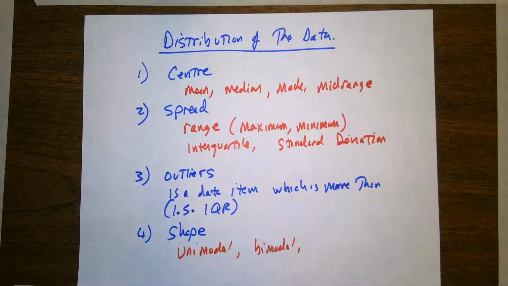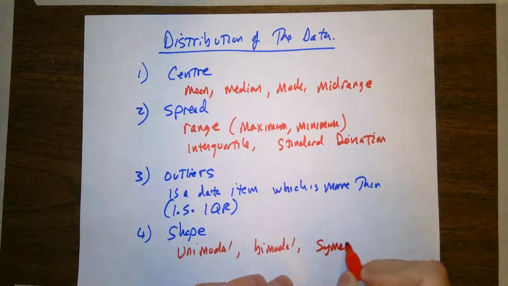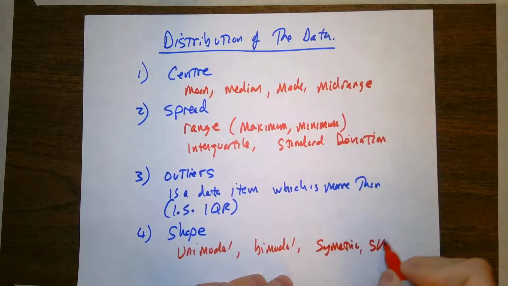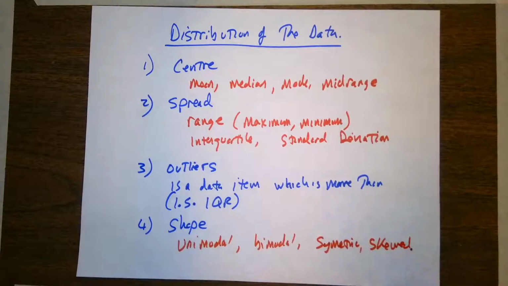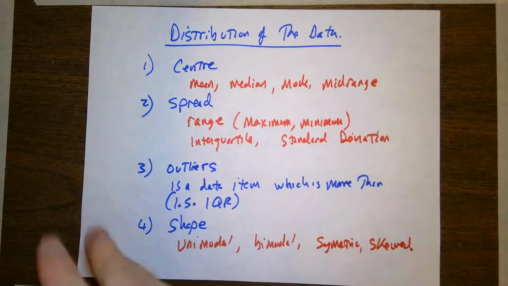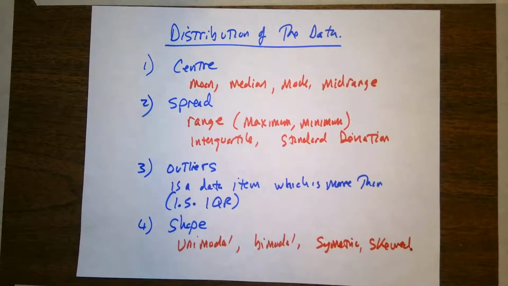And what about its stretching? Is it symmetric? Or is it skewed? Is all the data gathered at one side, just like our number of siblings data set? Is it symmetric? Is it a nice even curve? It kind of reflects over the middle. These are all things we need to think about.